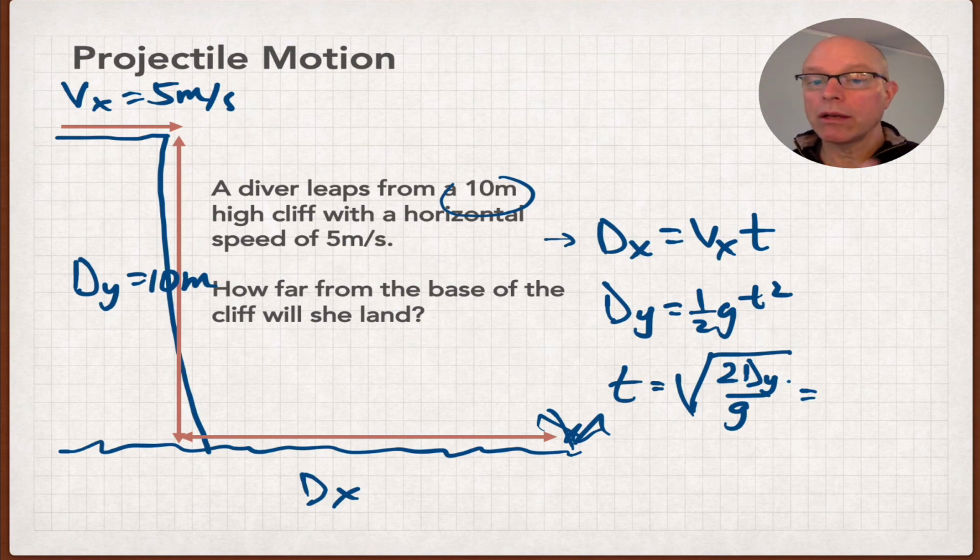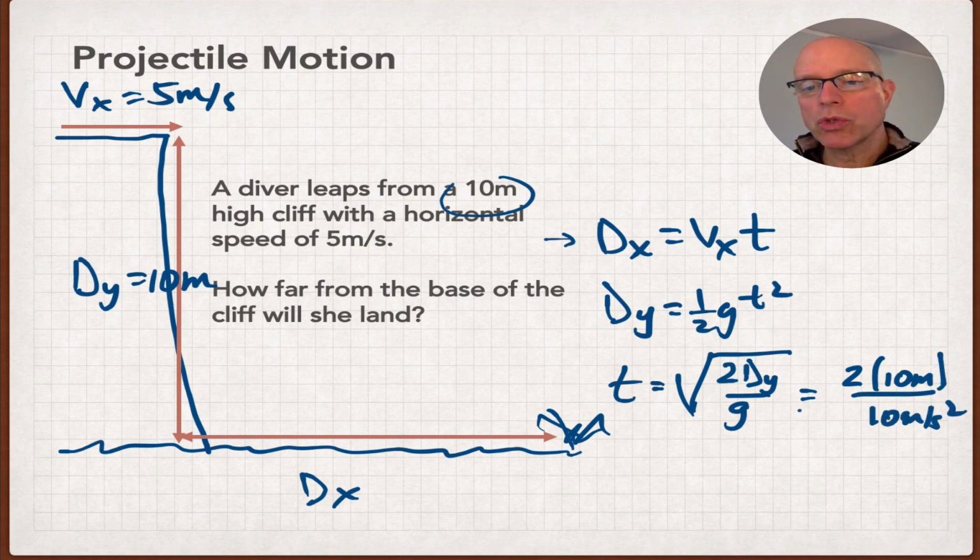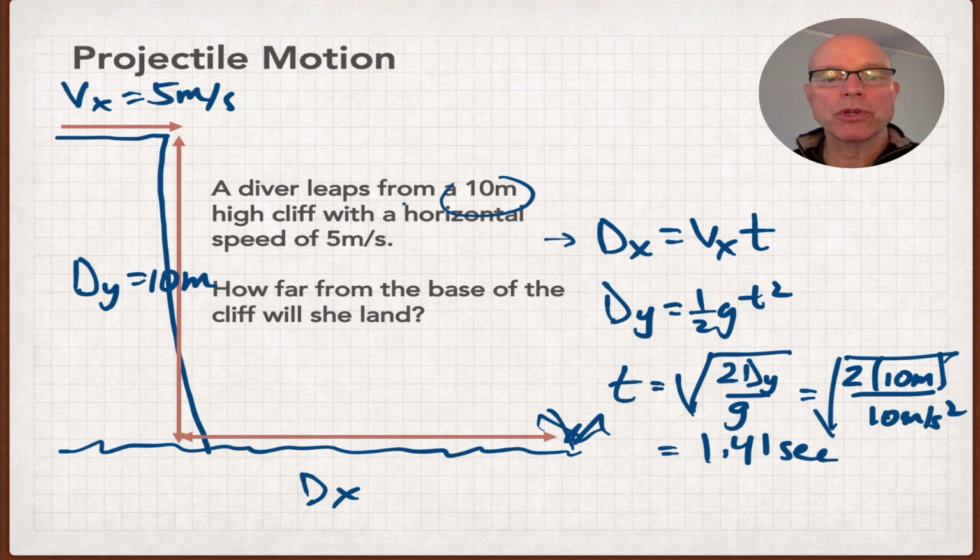That's worth writing down, just like you're going to write down all of it, but that's worth really remembering because it's so common that we use it. So I'm just going to plug in here. If I've got a 10-meter high cliff, plug this in, divided by acceleration of gravity, and square root all of that, what I get is that the time is equal to 1.41 seconds for this person to fall 10 meters. It doesn't sound like a lot, but it's because gravity's really big on this planet.